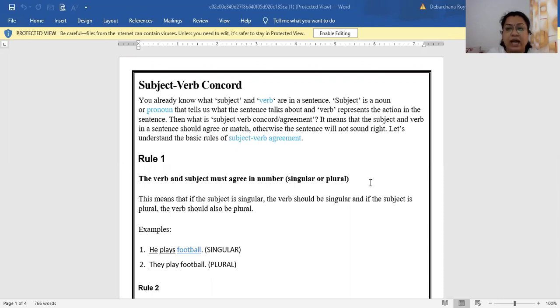It means that the subject and a verb in a sentence should agree or match each other. Means, if it is east and north, they should not be; east and south should not be; north and west should not be. They should agree with each other, they should match each other, otherwise it will be a mismatch. Otherwise, the sentence will not sound correct. Okay, so that's what it is. I will show you the next.